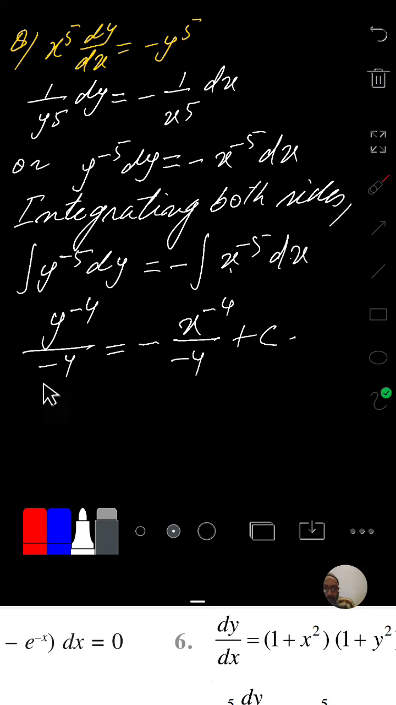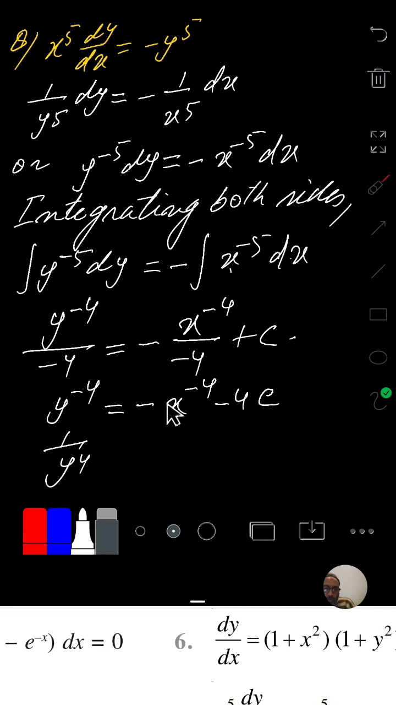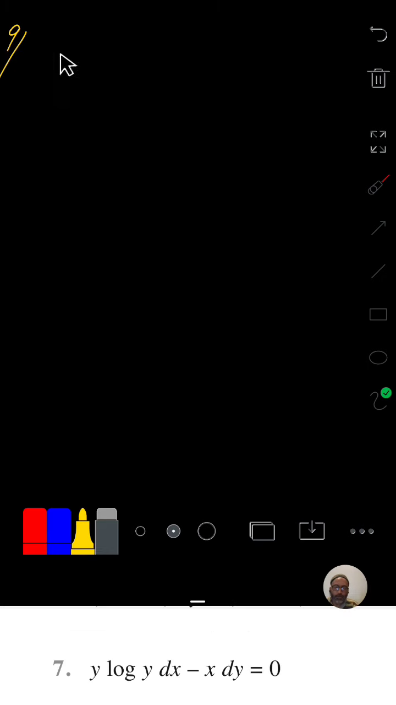So multiplying both sides by minus 4, we may write it as y raised to the power minus 4 is equal to minus x raised to the power minus 4 minus 4c. Or we may write 1 upon y raised to the power 4, transposing this to left hand side, plus 1 over x raised to the power 4 is equal to minus 4c. So this is the final solution of the given differential equation. The ninth sum is dy upon dx is equal to sine inverse x.